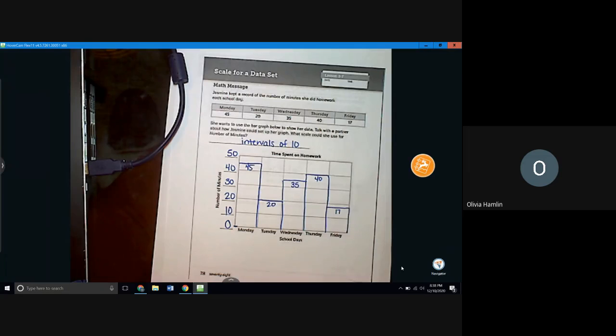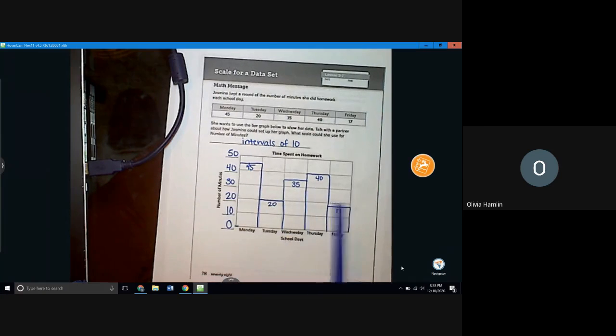Okay? A scale for the bar length can show any size interval. For example, it may show intervals of 1, 5, 50, or 100, depending on the data and the size of our graph. Okay? The easiest way for us to do intervals was by 10, because we were able to fit in all of our data. Okay? That is our little lesson for 3-7.